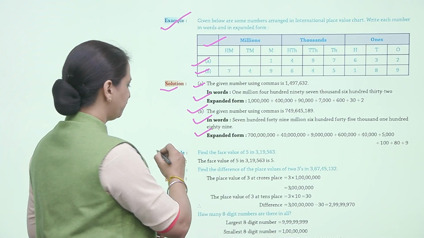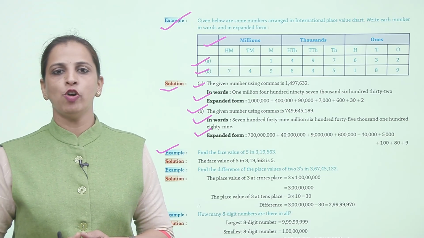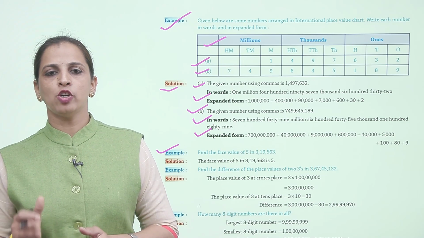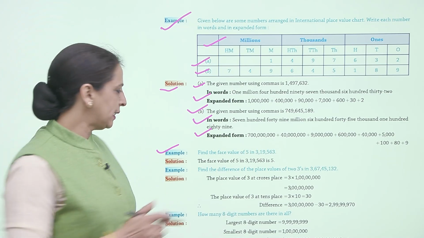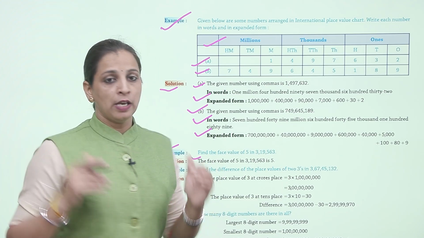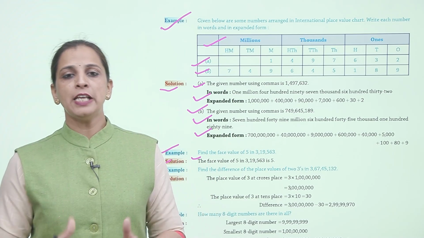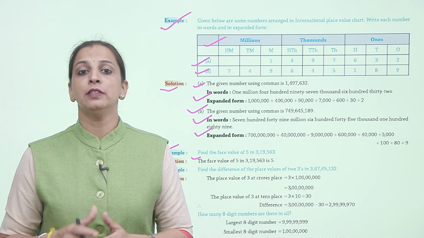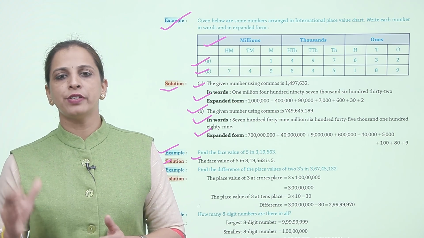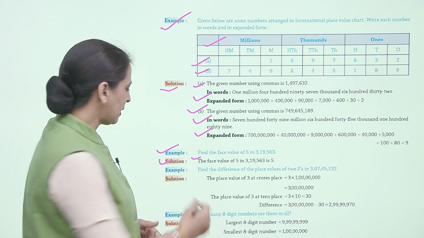Next example. Find the face value of 5 in 3,19,563. Solution करते हैं इसका. The face value of 5. 5 किसी भी place पे हो, face value हमेशा same रहती है. 5 in 3,19,563 is 5. Now next example.